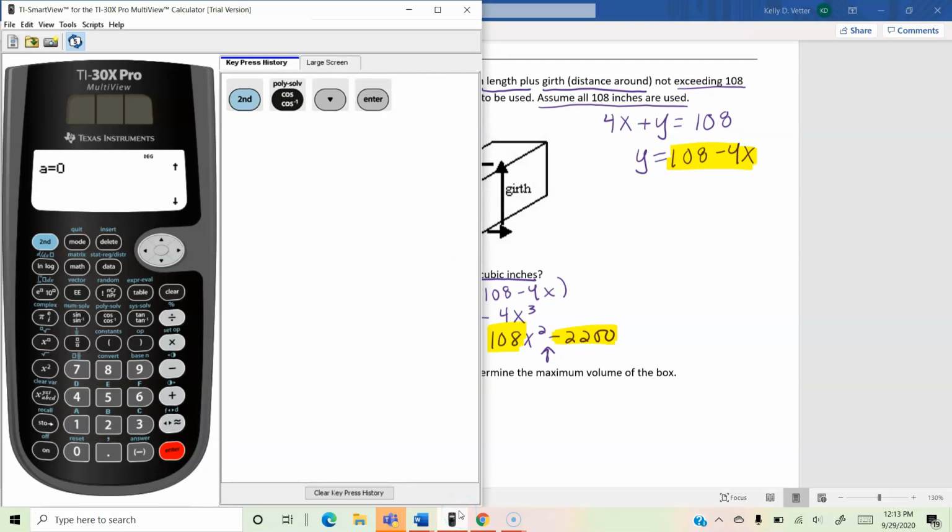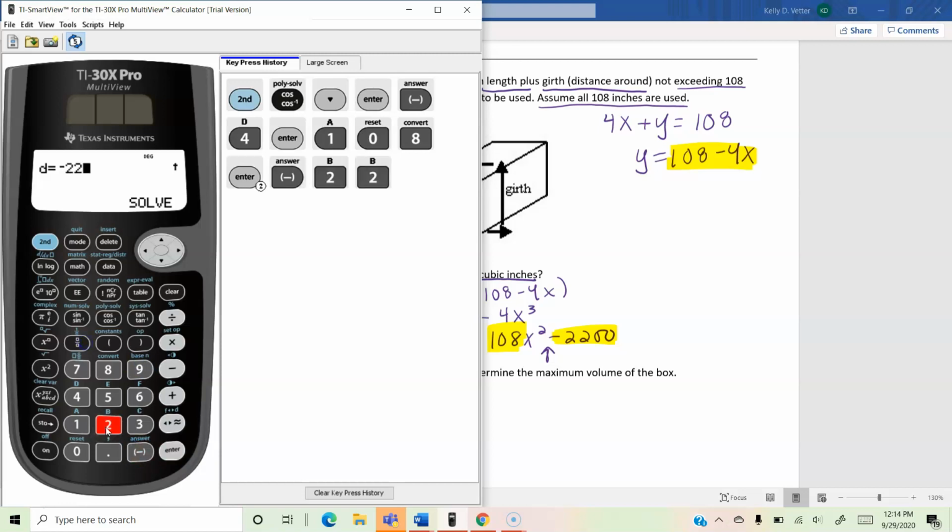All right, so I'm going to put in a -4 and hit enter. And then it's asking for the B, which is the 108. Hit enter. Okay, and then C is 0, so I'm going to leave that as 0 and hit enter. And then my D is -2200. Okay, and hit enter. All right, and then you can see the option of solve comes up here, right? You see the solve. Okay, so I'm going to hit enter.